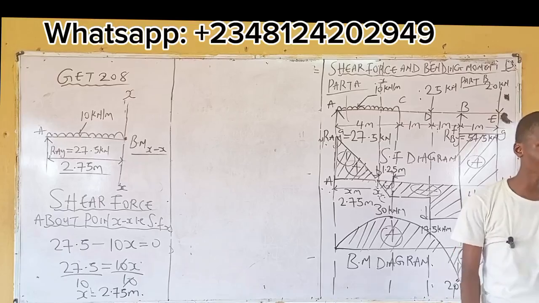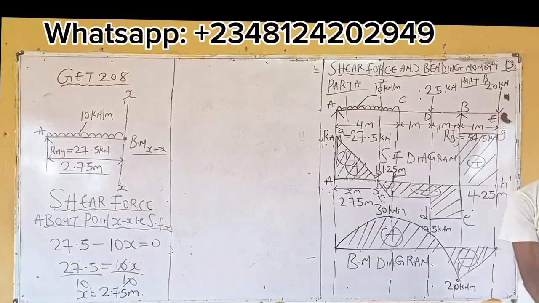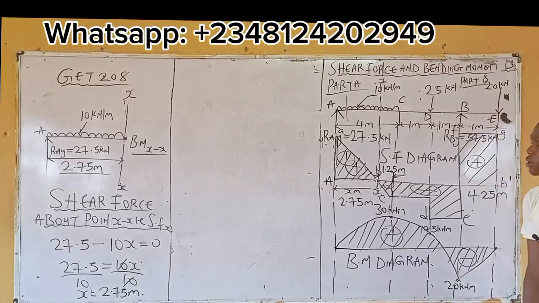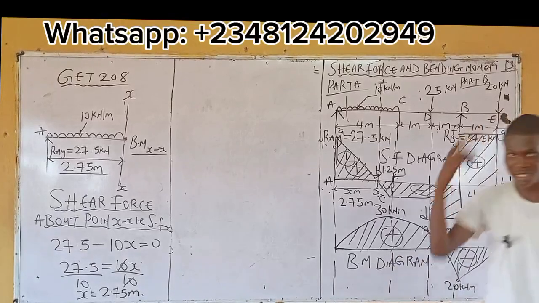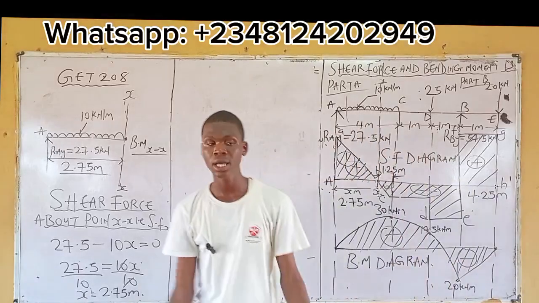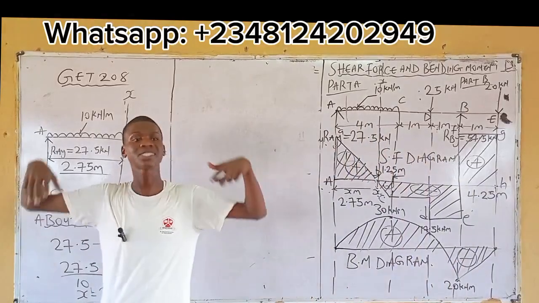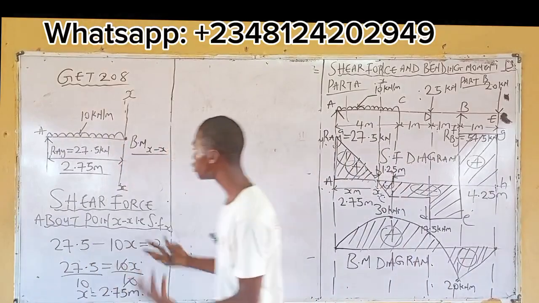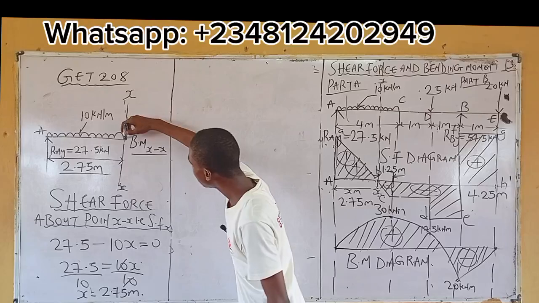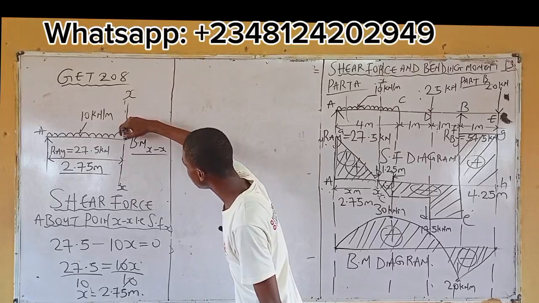Now, what do you want to do? Value. By value, what is the magnitude? You already know that at point x equals 2.75 meter, that will be the greatest value of bending moment, right? But what is this value? Is it 40? Is it 50? Is it 60? We don't know. How do we know? Let's solve. Simply do your bending moment calculation at this point.